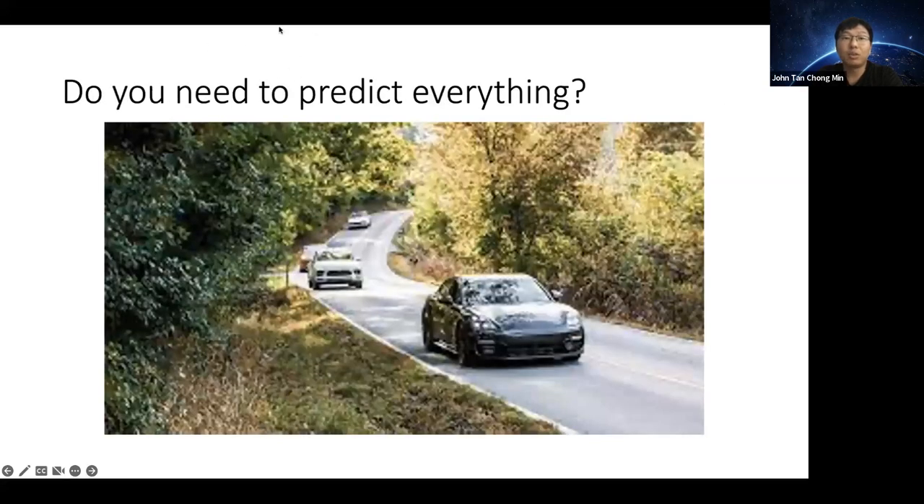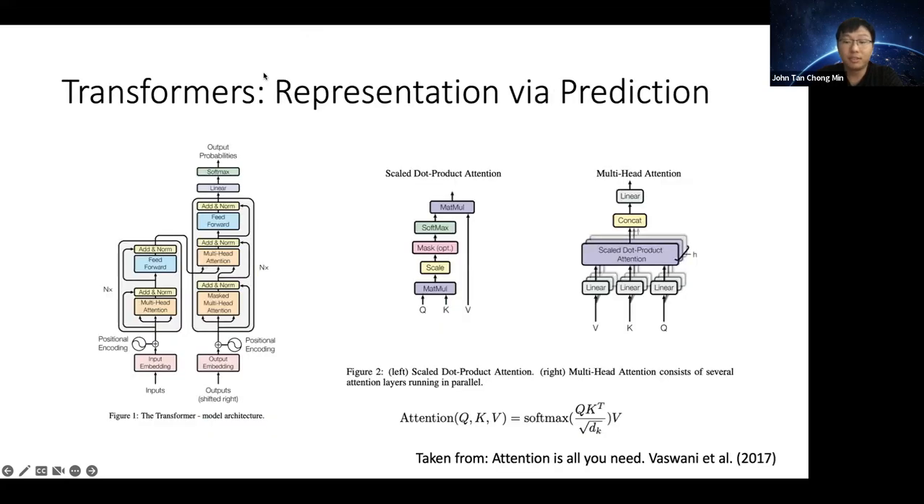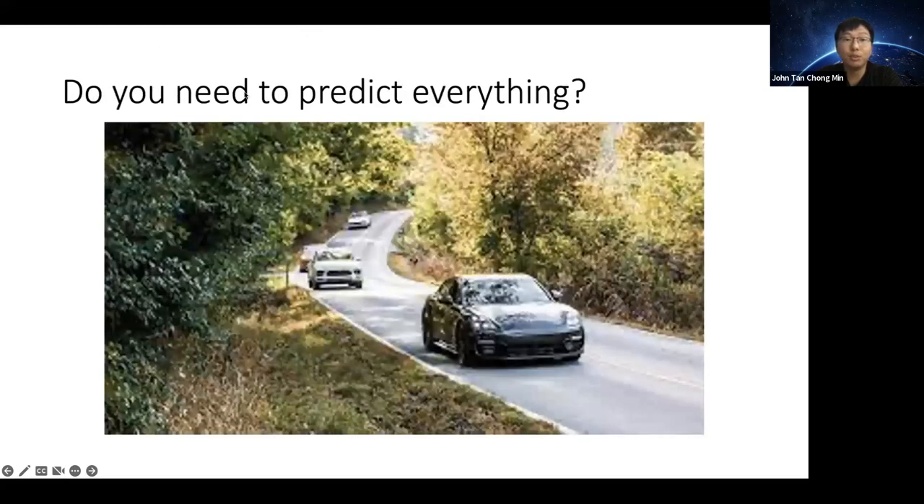But when you're driving along the road, do you actually predict how the leaves move? What direction the leaves move? Imagine you're a driver of a car. Do you predict how the leaves sway with the wind? Do you actually do that kind of prediction? How the bird flies in the air? Maybe you do that because the bird might hit your car.